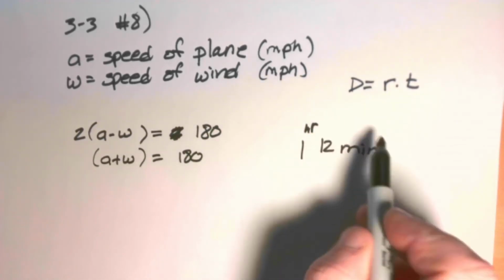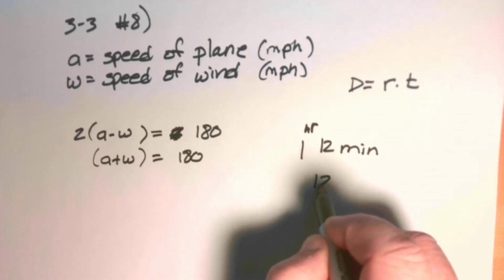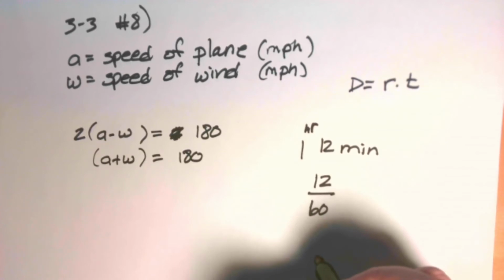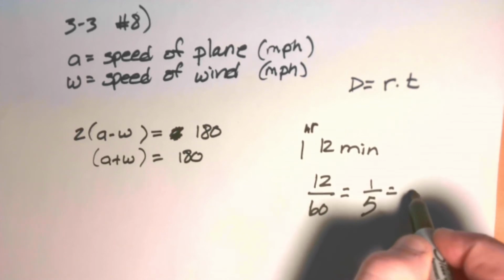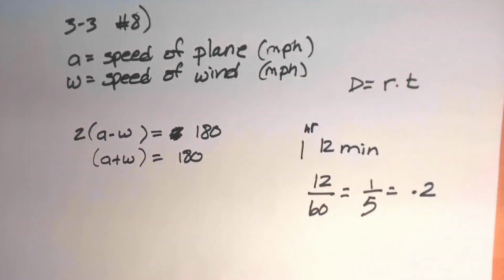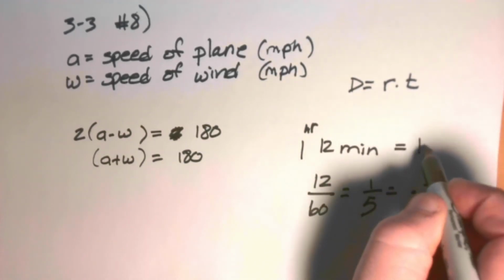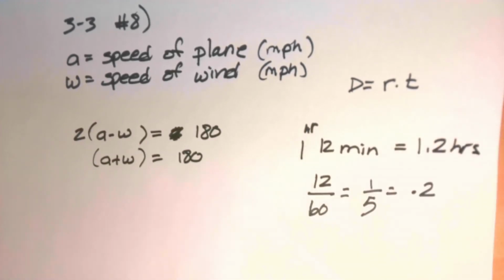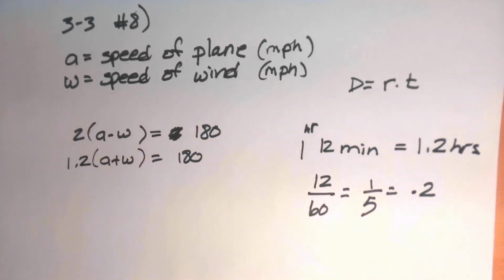So we have to figure out, well, 12 minutes, how much of an hour is that? If there's 12 minutes and 60 minutes represents 1 hour, I can do that division and I would see that that is equal to 1/5, or 0.2. So 1 hour and 12 minutes is the same as 1.2 hours, or 1 2/10 of an hour. So that's going to be my time. So that's 1.2 hours.